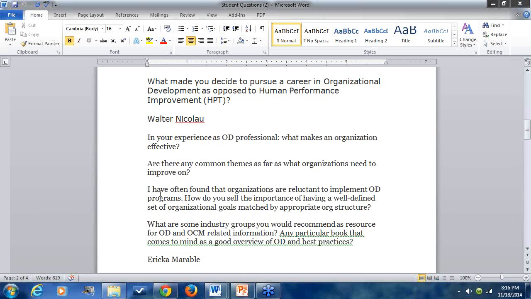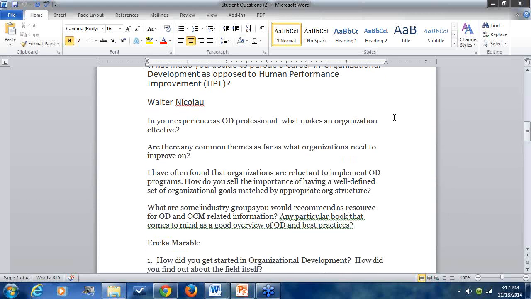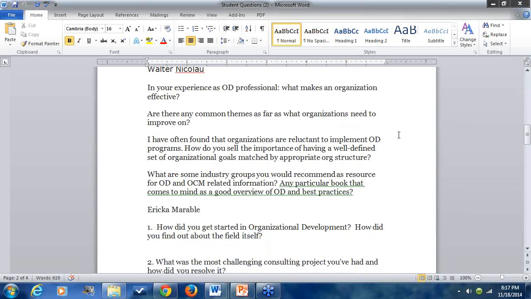But what kept me there was, I see these as so overlapping that it's almost not a fair discussion, because it's really a focus. I use as much human performance improvement technology as I do OD technology, depending on the situation. So I think both are necessary.